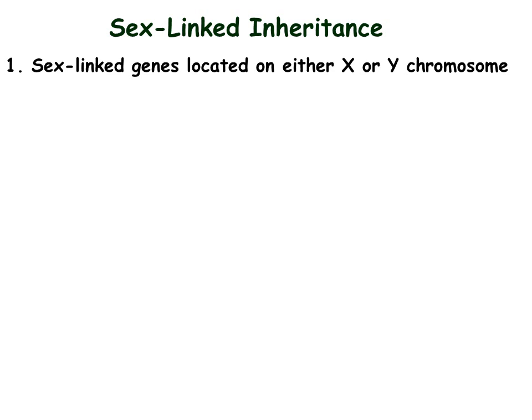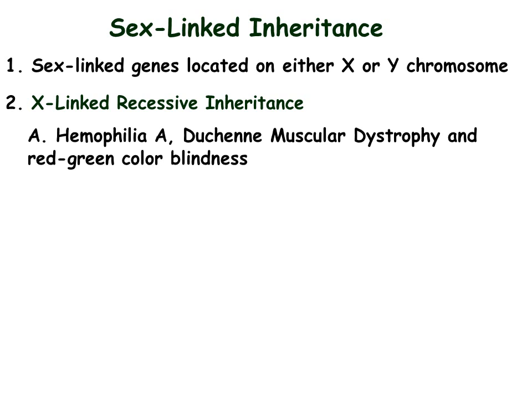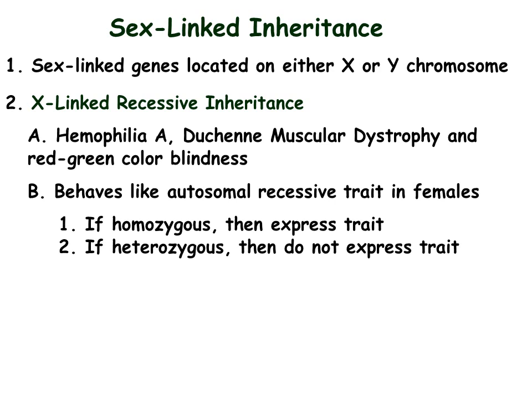Now, what about sex-linked inheritance? Well, sex-linked inheritance occurs when genes are mutated and they're located either on the X or the Y chromosome. Some of the more common sex-linked inheritance disorders are obviously on the X chromosome, and this includes hemophilia A, Duchenne muscular dystrophy. There's lots of different muscular dystrophies, and some of them are sex-linked, and then red-green color blindness. They'll behave like an autosomal recessive trait in females because females have 2 X chromosomes.